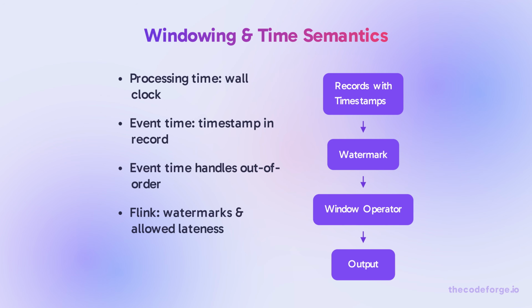Windowing groups records by time. Processing time uses the wall clock when the record is processed. Event time uses a timestamp embedded in the record. Event time is harder but necessary for out-of-order data.